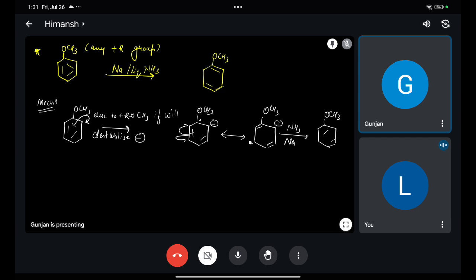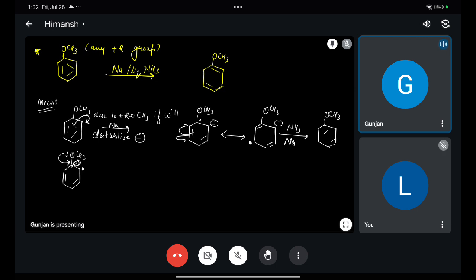Ma'am, why will it shift in the opposite direction? This direction. Which direction? Yeah, in the first step. Yes, ma'am. If it migrates over there now, let's say, if negative moves over here like this, a radical is created over here. Now what will happen? This lone pair is electron donating and it is already having electron density.